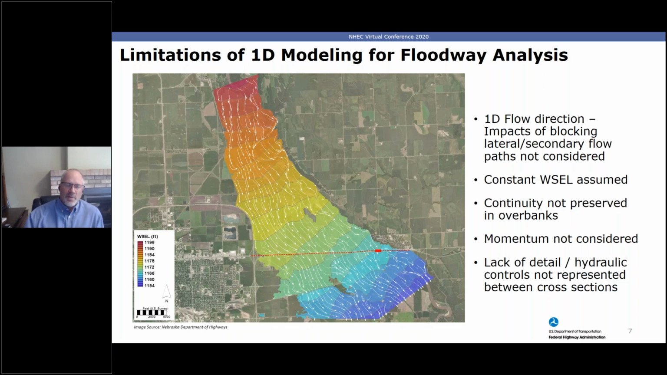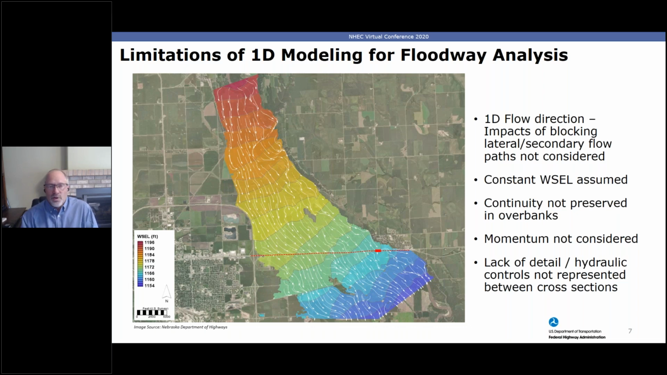Since a 1D model assumes that flow is in one direction, just that assumption alone matters when we delineate a floodway. Oftentimes when we block off lateral flow, that impact is not considered in a 1D model, since we're assuming flow is in one direction. As a result, as you start to model floodways in a 2D model, you'll see many more localized rises that were not represented in the 1D model results.